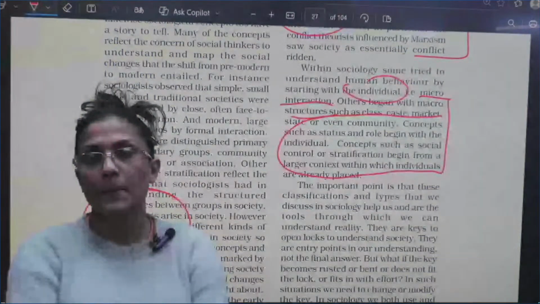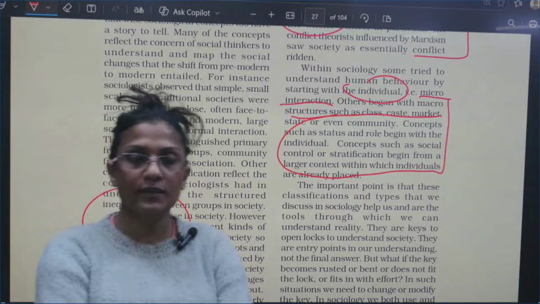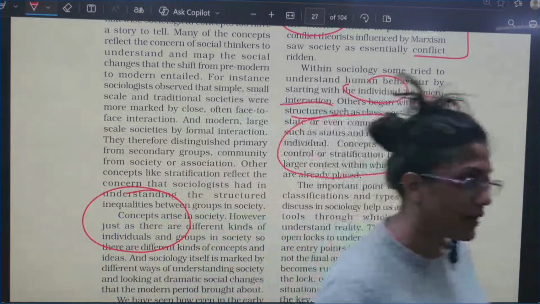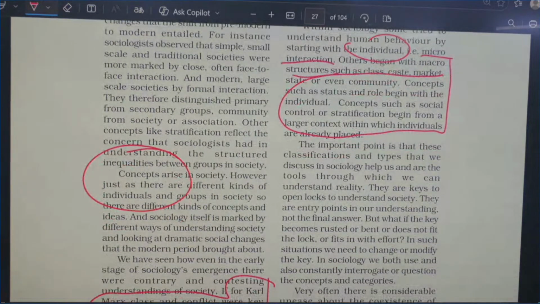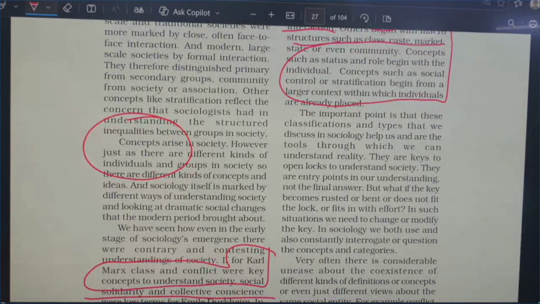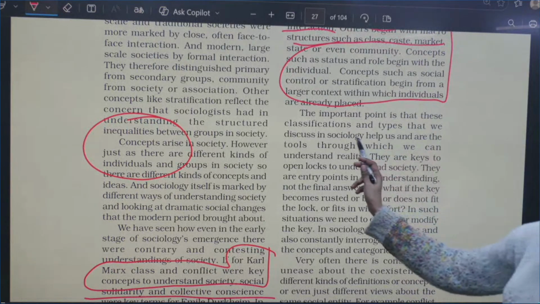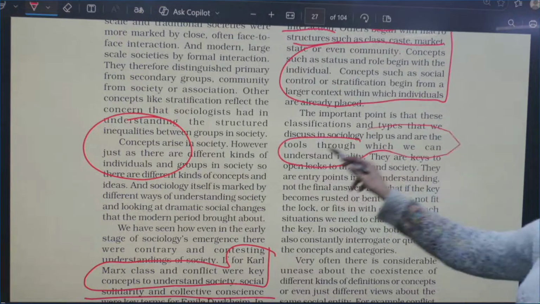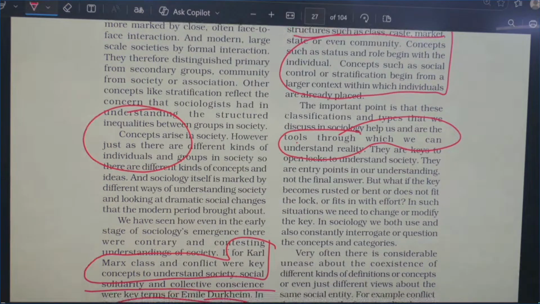Okay, so this is important for us. In future, you will need to have this clarity. So conceptual clarity comes only then. The important point is that these classifications and types that we discuss in sociology help us, and they are definitely helping us to understand reality. They are the tools through which we understand society's reality. Write down: they are entry points in understanding, not the final answers.